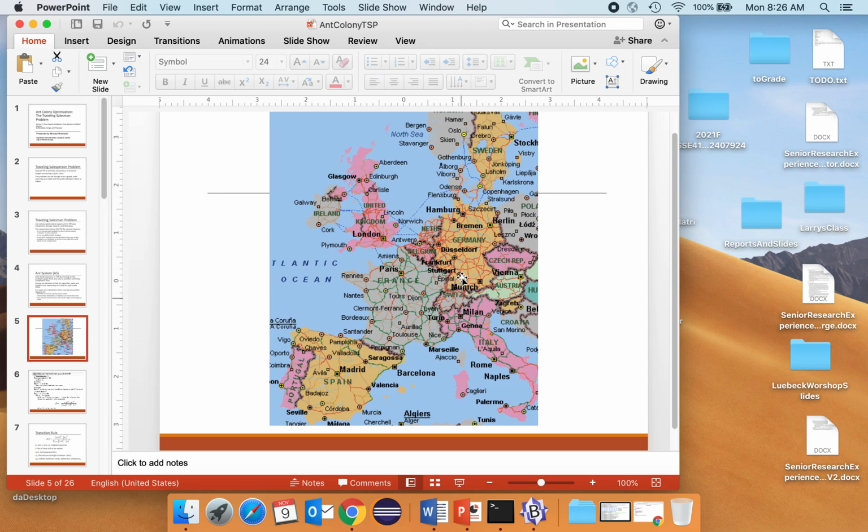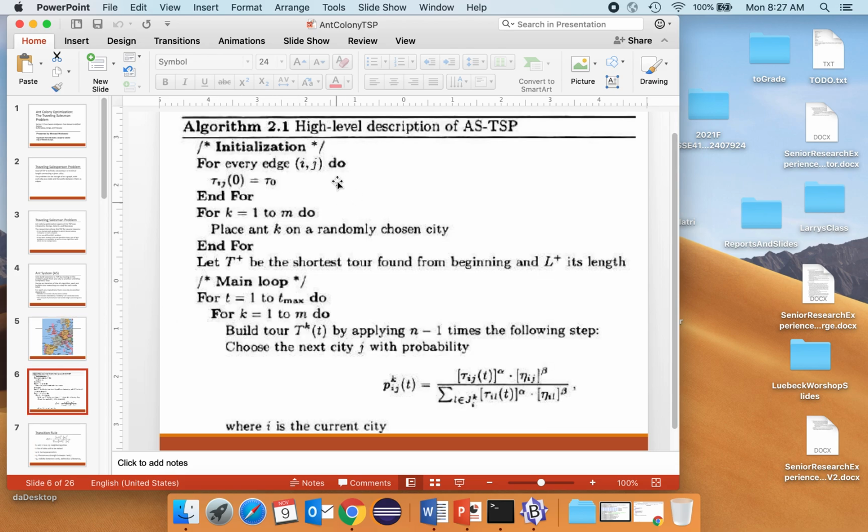And so, here's a pretty picture of Western Europe. And so, it's a graph. We want to find a tour of all the major cities: London, Paris, Berlin, Munich, Milan, Madrid, Barcelona, Rome, those sorts of places. So let's see how we can do that. So here is the pseudocode. What we're going to do is, for every edge, we lay a very, very small random amount of pheromones. We're going to explain what this is later on.